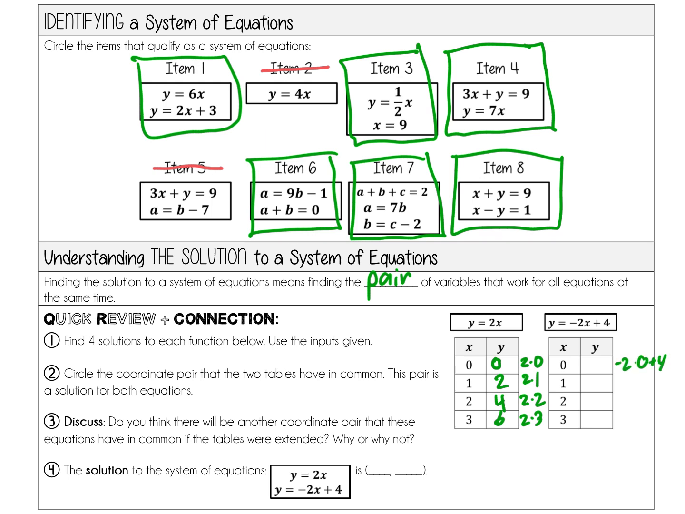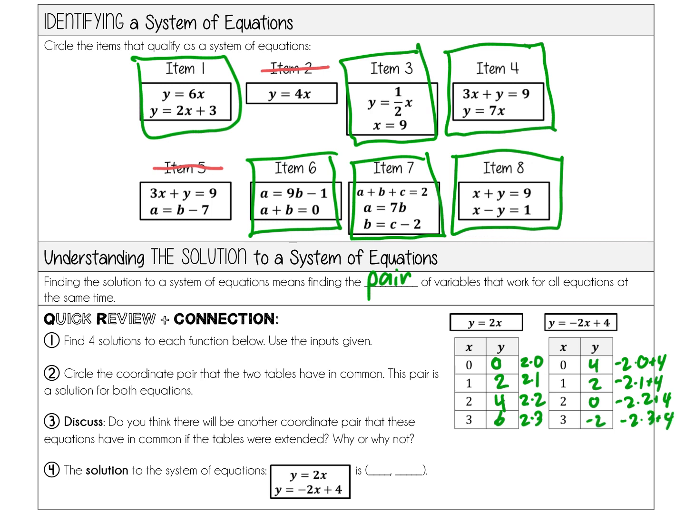Let's do something similar for the second equation. Negative 2 times 0 plus 4 is 4. Negative 2 times 1 plus 4 is 2. Negative 2 times 2 plus 4 is 0. And negative 2 times 3 plus 4 is negative 2.